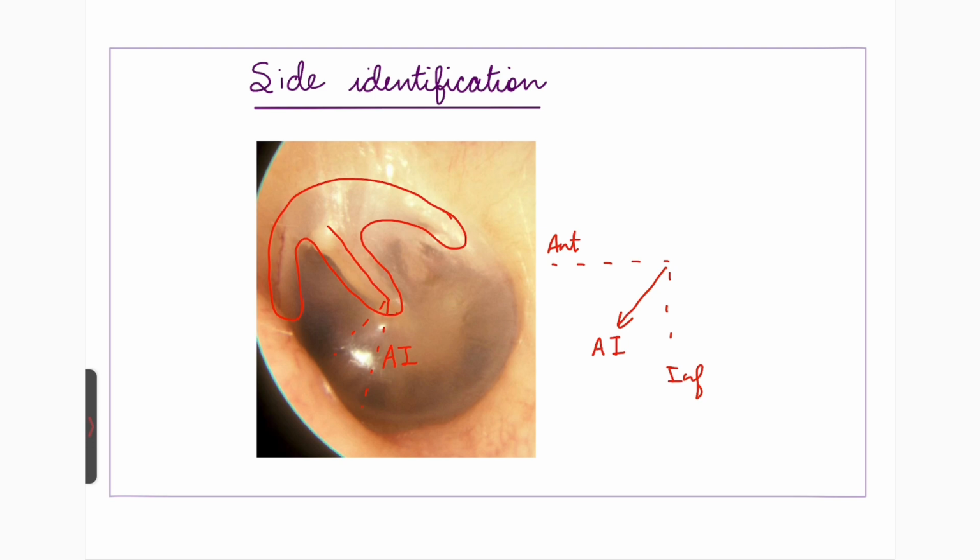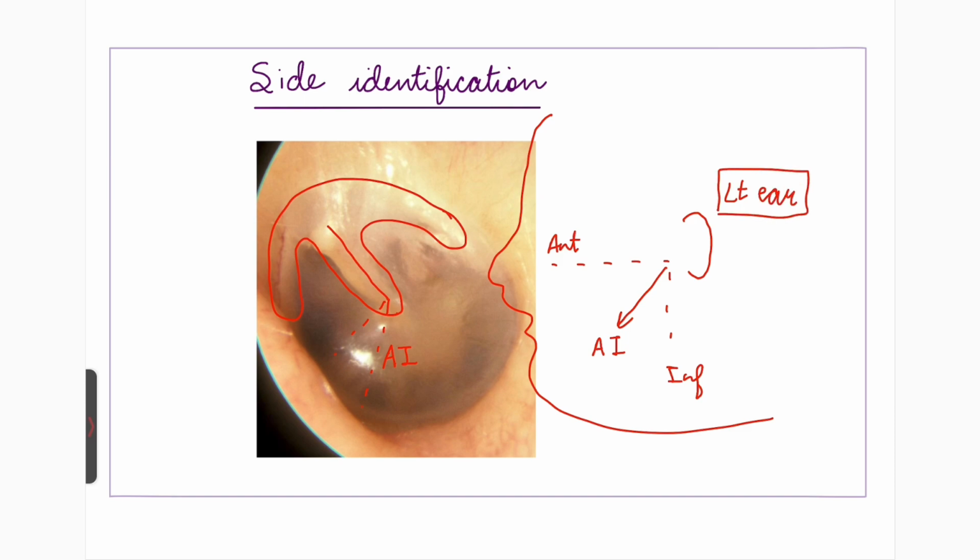This is the anterior side. The anterior side is going to face the face. This is the face here and this is the ear. Now from the picture we can understand that this is a left ear. Okay, that's how easy it is.